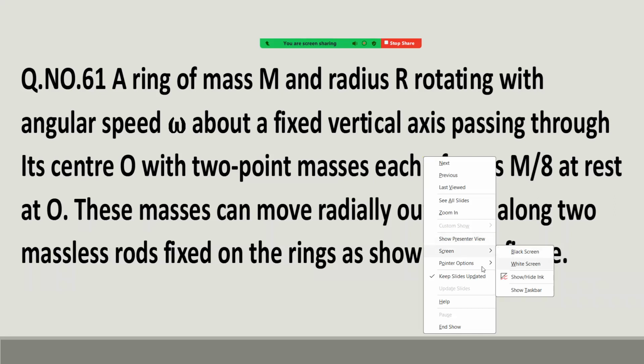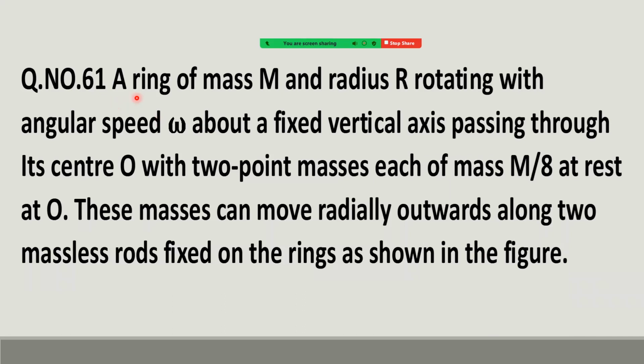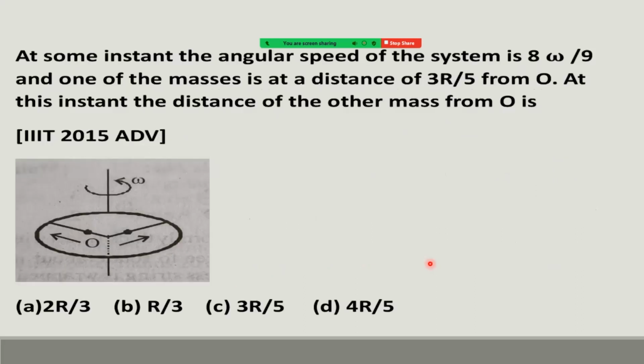Let's see the question given. A ring of mass m and radius r is rotating with angular speed omega about a fixed vertical axis passing through its center O, with 2 point masses each of mass m by 8 at rest at O. These masses can move radially outwards along two massless rods fixed on the ring, as shown in the figure. You can see the diagram here.